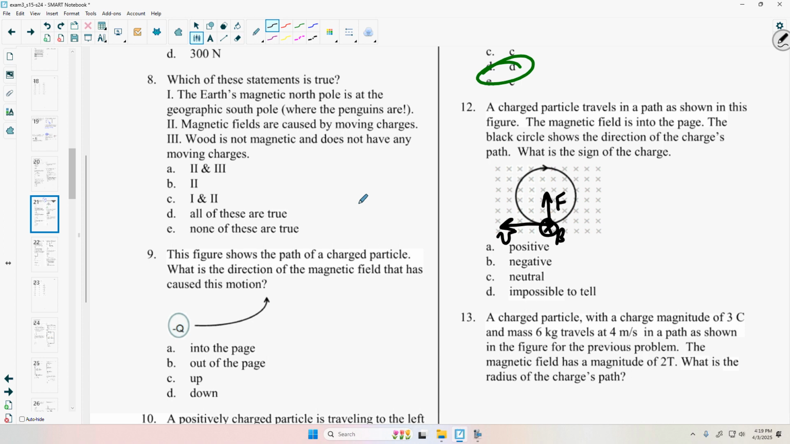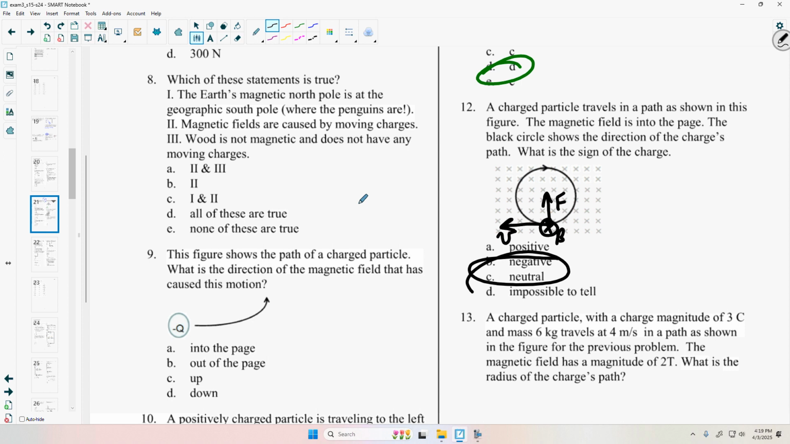B is in that direction. So with my velocity and magnetic field, my force should be down. But according to this figure, my force is up. That tells me that the charge is what? Negative. So if the charge is negative, that means the force would be opposite what you found. So in this case, it is a negative charge because the force is opposite what you found.